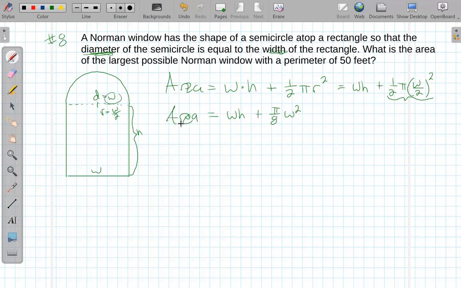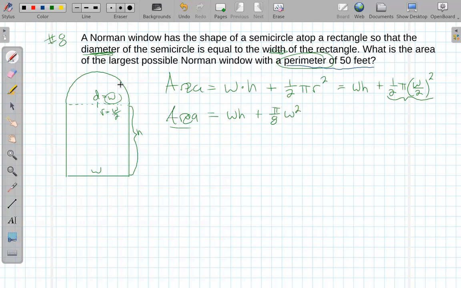And problem with this formula is there are too many variables, right? Area is a variable, W is a variable, H is a variable. You need to get it down to a single variable. We still haven't used the perimeter, so that's what we're going to use to whittle down the number of variables here. All right, so first step, find an equation. Second step, do some kind of variable substitution with the information. Perimeter is 50 feet.